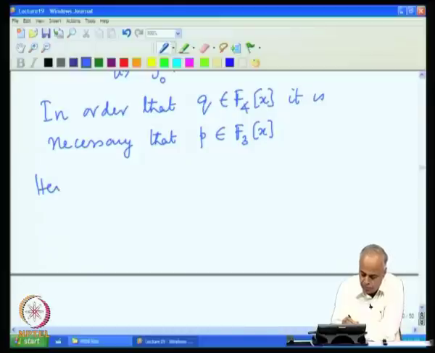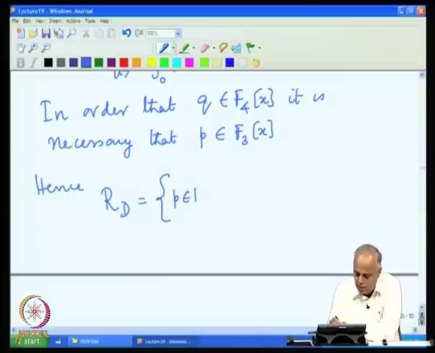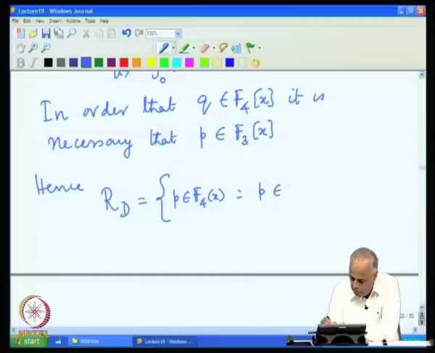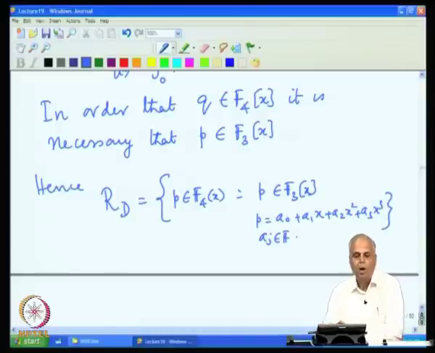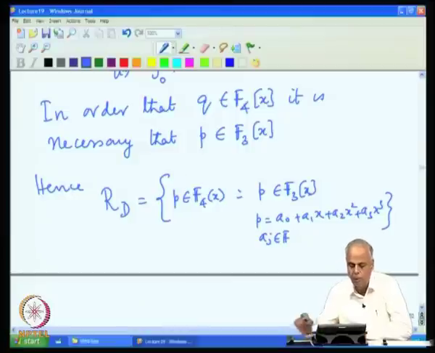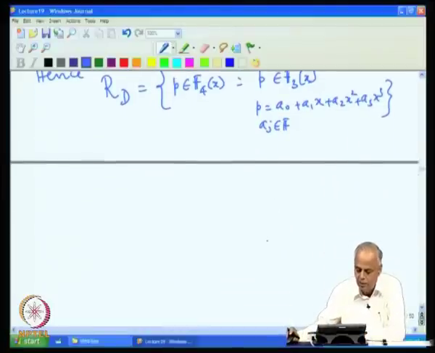Hence, the range of D is the set of all polynomials in P4(x) such that p belongs to only P3(x). They are of the form p equal to a0 plus a1 x plus a2 x squared plus a3 x cube, where all the a_j's are in F. So, R(D) consists of all polynomials of degree less than or equal to 3.